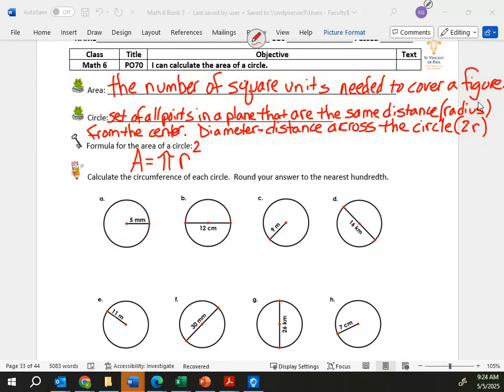When that 2 is up high, it means we're squaring it. What does it mean when we square a number? Who remembers that? Nolan? Multiply it by itself. We multiply it by itself. Remember, if our radius is 5, it's not 5 times 2, because there's a 2 up there. It means it's 5 times 5. So we see that 5, 2 times.